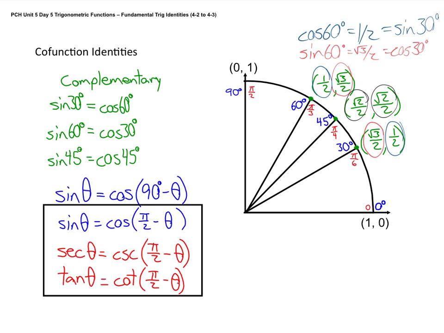Now, you'll notice I have that all written over here. You'll notice 30 and 60, 60 and 30, 45 and 45, those pairs of angles all add up to 90. We're dealing with complementary angles. Angles that add up to 90. So the cofunction identities are identities for when we have trig functions of two different angles, but those angles add up to 90, or if we're in radians, pi over 2.